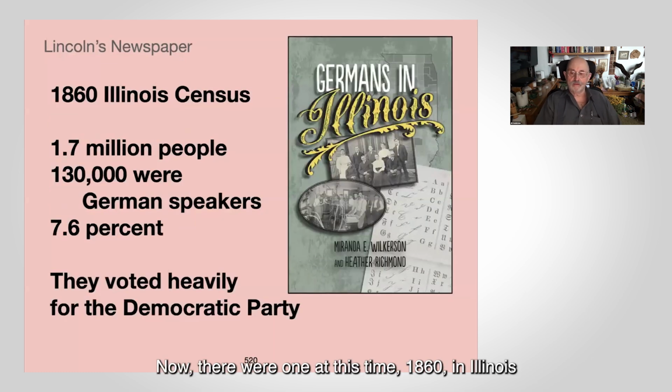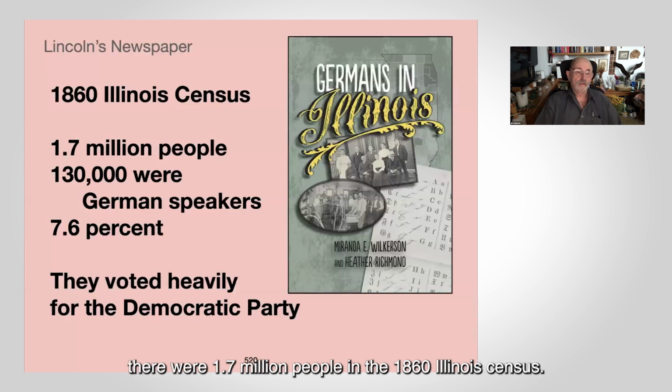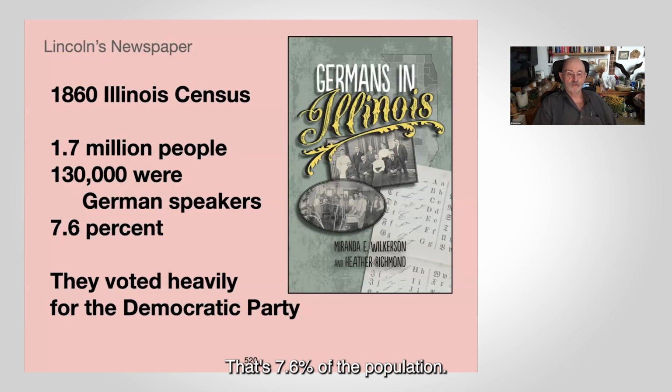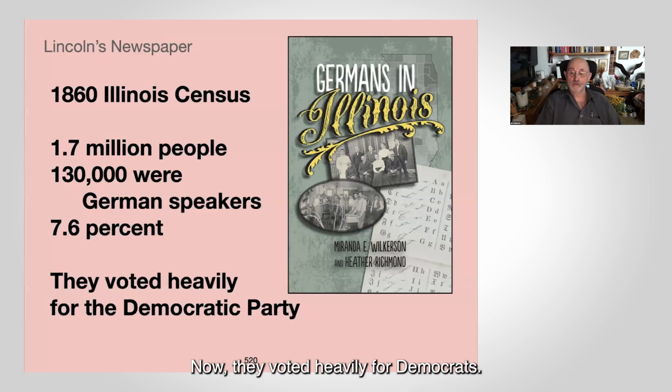Now, at this time, 1860, in Illinois, there were 1.7 million people in the 1860 Illinois census. 130,000 of them were German speakers. That's 7.6% of the population. Now, they voted heavily for Democrats. Lincoln is a Republican, and he buys this newspaper.